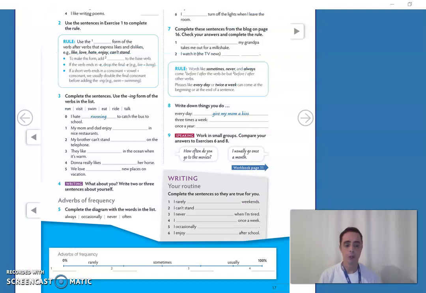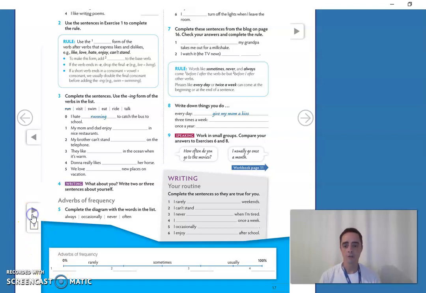Still on the same page, page 17, I have this exercise about adverbs of frequency. Complete the diagram with the words in the list. In the list I have always, occasionally, never, often. So I have 0%, 50% and 100%. 100% I'm going to complete with always. Then I have usually. Then I have often, sometimes, occasionally, rarely, and never.